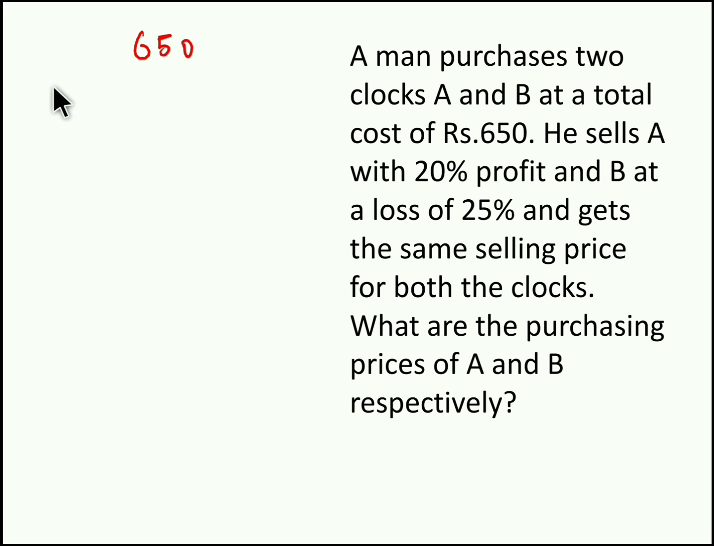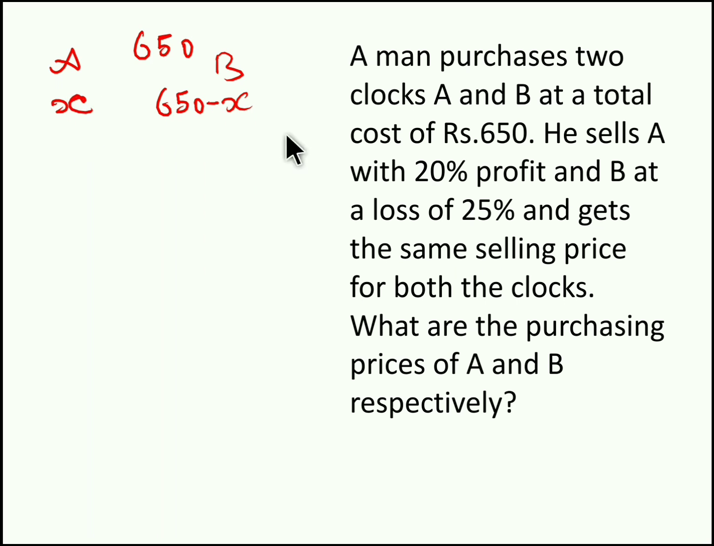Now we can take clock A's price as X, and clock B's price will be 650 minus X. Because if clock A is 100 rupees, clock B will be 650 minus 100, 550 rupees. So we are taking this way.